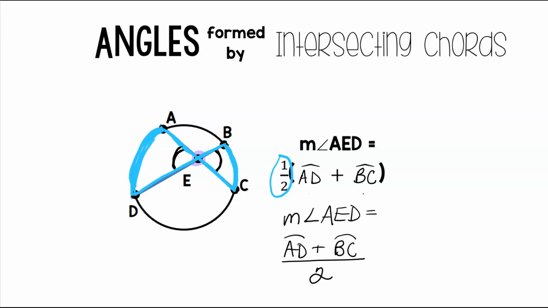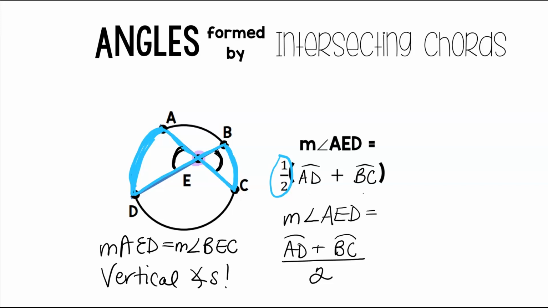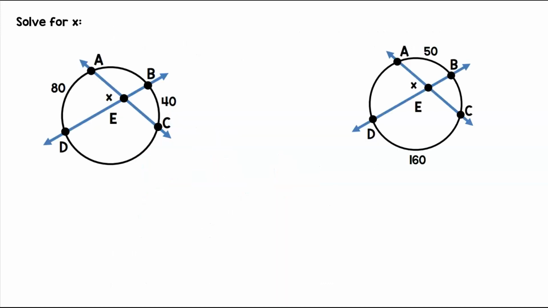So you want to look for the bow tie, and then you want to look for the arcs of the bow tie. You're going to add them together and divide by 2, and that will give you both of these angles. Remember, the measurement of angle AED is equal to the measurement of angle BEC because, again, they are vertical angles. So this is kind of like a 2-for-1. Once you know one, you know them both.